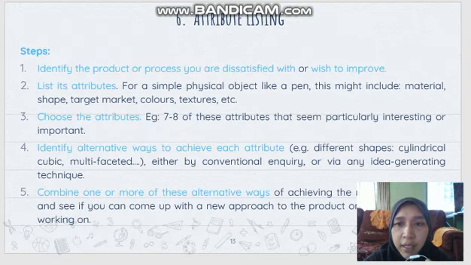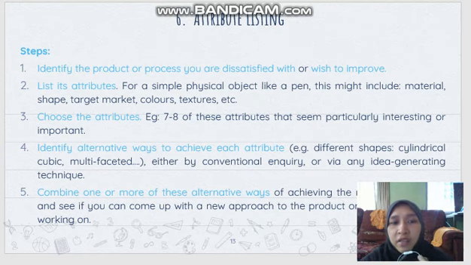Then we have attribute listing. Under this technique, you should identify the product or process you are dissatisfied with or wish to improve, and then list its attributes. For a simple physical object like a pen, this might include the material used to develop the pen, the shape, the target market, and the colors and texture. Then choose 7 to 8 of these attributes that seem particularly interesting or important. You should choose the important attributes in order to improve.